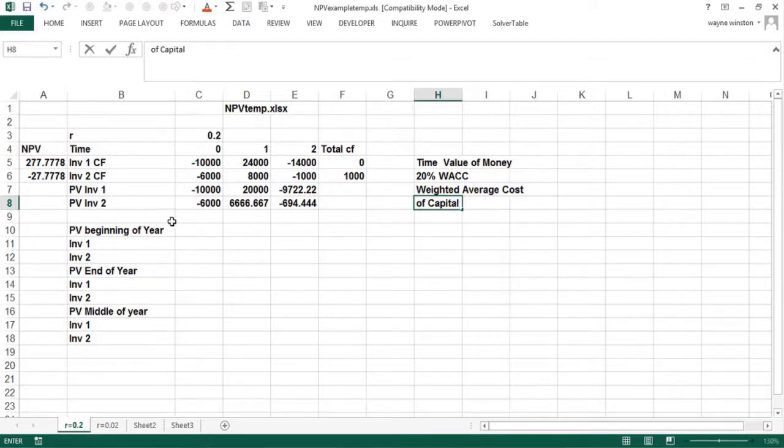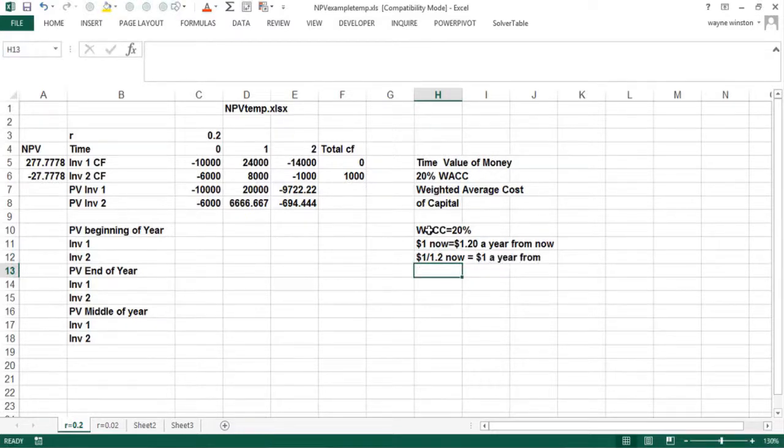Okay, so now what if we discounted at 20%? What does that mean? A WACC of 20% means that $1 now could be put in the bank or invested and get you 1 plus the WACC, $1.20, a year from now. If you divide both sides of that by $1.20, you get 1 divided by 1.20 now equals $1 a year from now. So $1 a year from now is worth 1 over 1.2. $1 two years from now is worth 1 over 1.2 squared, etc.